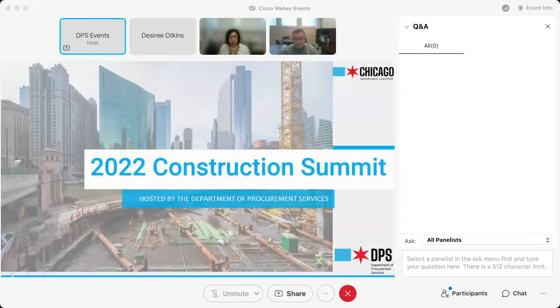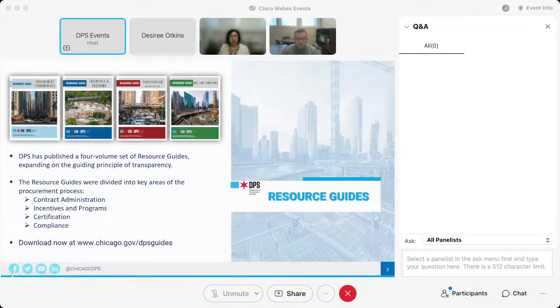Before we get started, I want to share that there is information out there on the website that you can avail yourself to. As part of our guiding principle of transparency, we have created a 4-volume set resource guide, which will give you information about contract administration, incentives and programs, certification and compliance. You can get your copy at chicago.gov/DPS guides. Feel free to download it, print it out, whatever you need to do so that you can peruse that information at your leisure.